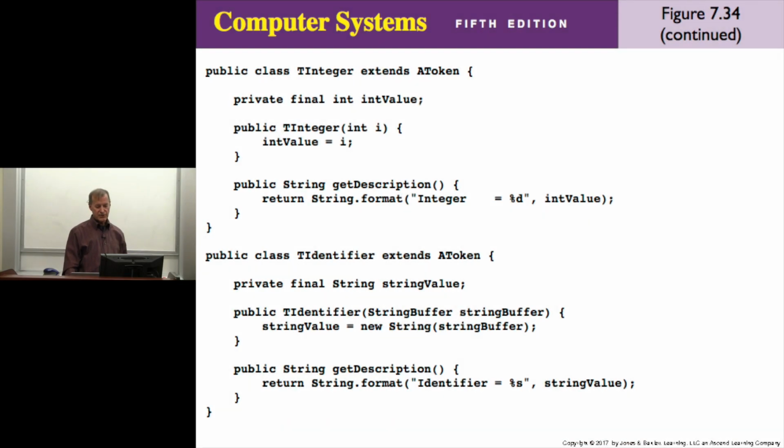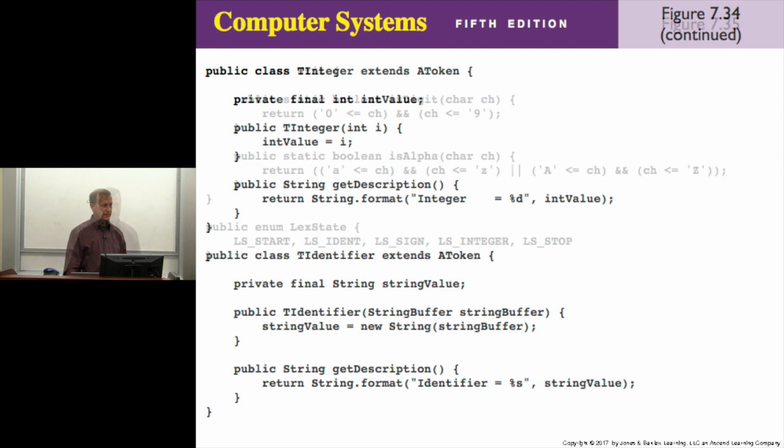All right, and then you see how getDescription works. Identifier equals, and then the %s is the place value, and then the string value. Is everybody clear? Yeah, question?